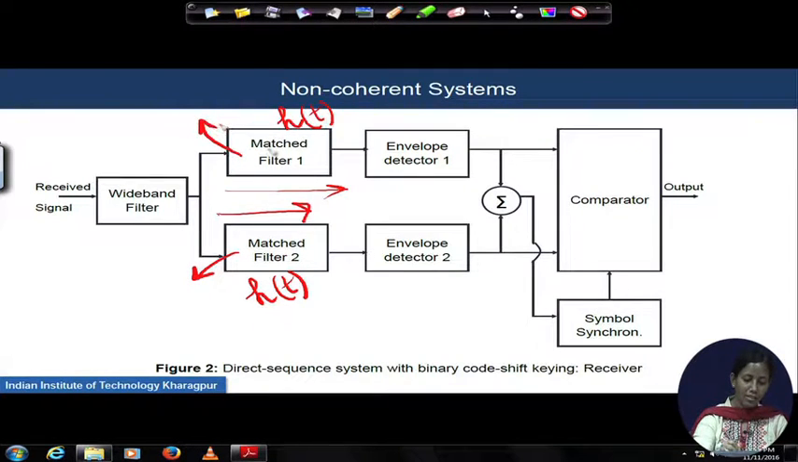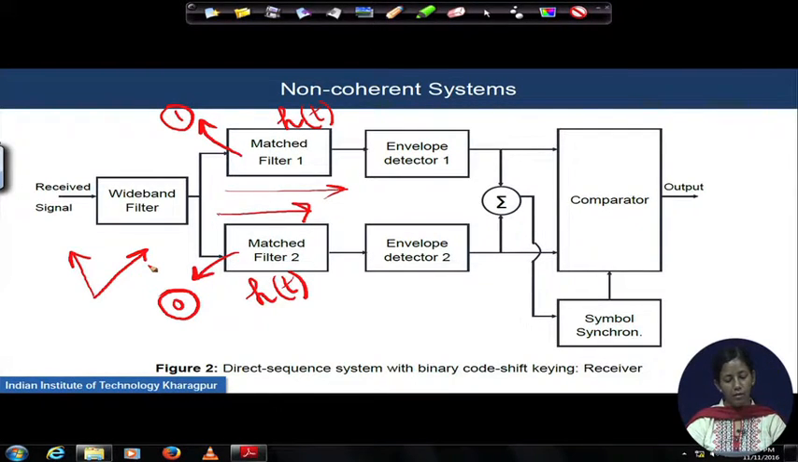One is dedicated to symbol 1, the upper one, and the other is dedicated to symbol 0. Each of them is matched to the two different sequences we sent from the transmitter for symbol 1 and symbol 0. Here also we have designed two different matched filters, matched to each of them.